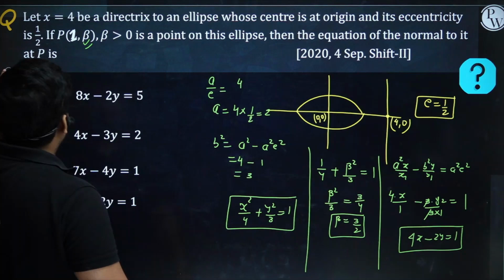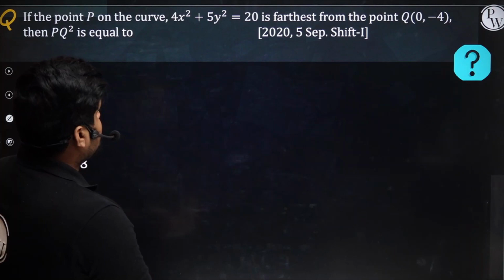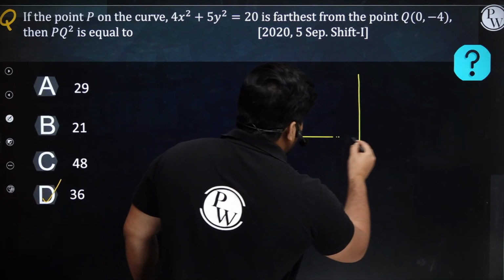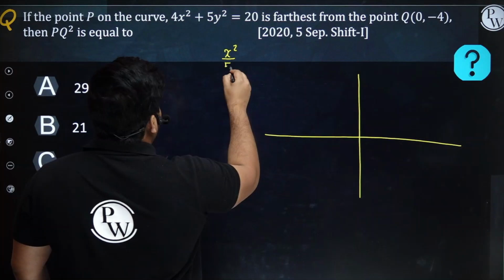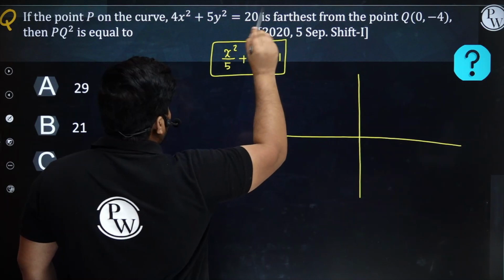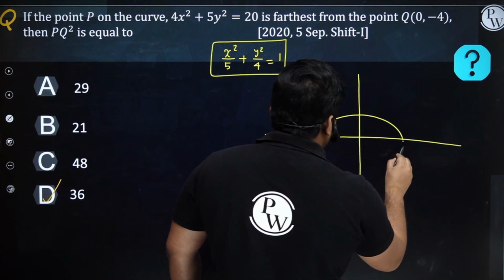Let the point P on the curve be farthest from the point (0, -4). Then PQ square is equal to, okay. Let's draw the curve first. So this is an ellipse, x square by 5 plus y square by 4 equal to 1. This is the equation of the ellipse, x square by 5, y square by 4. So this is how we draw it, right, guys?